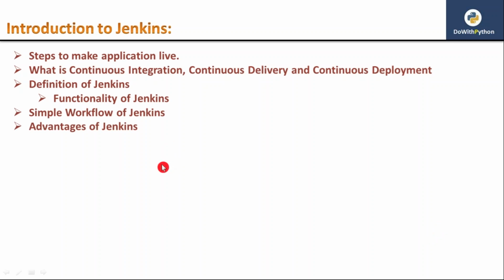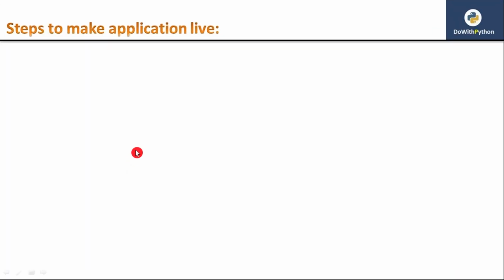Okay, let me start with the very first concept, that is the steps to make an application live. Just assume you are working with some application, suppose www.amazon.in. That is a web application. But before that application comes to live, there is some background work. You should know that first. If you are able to understand that concept, then you are good with Jenkins.